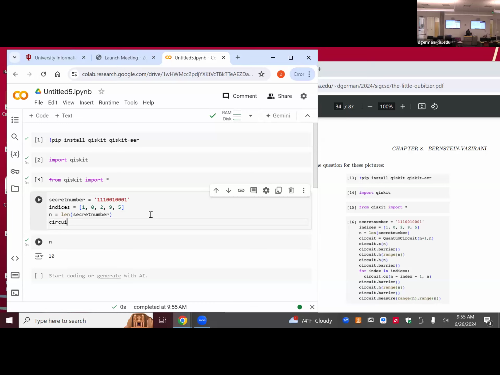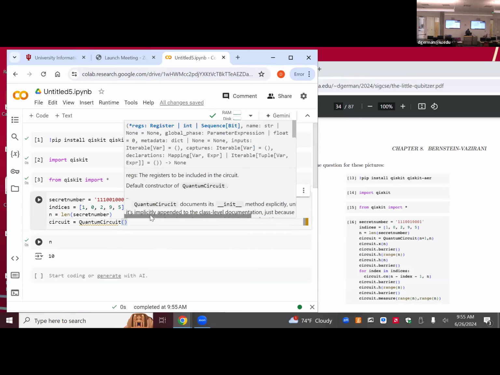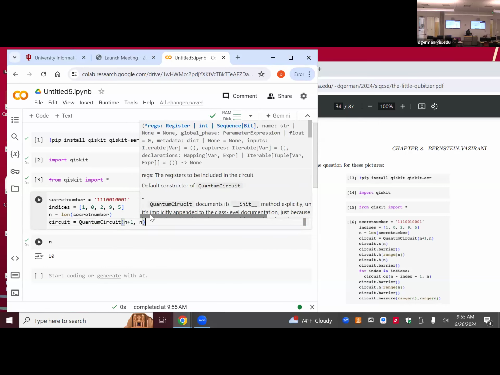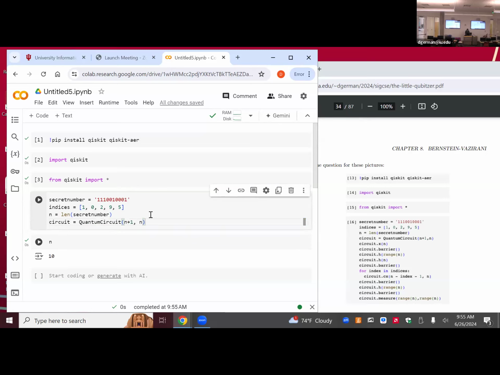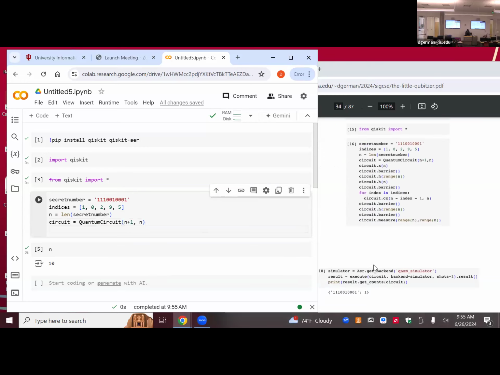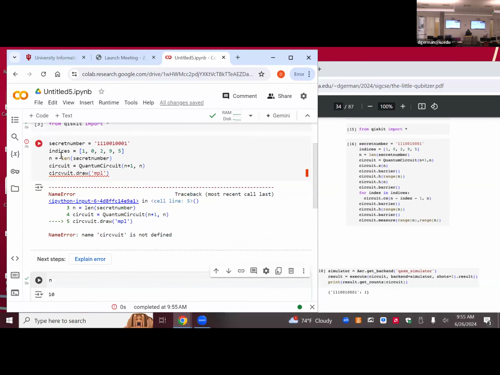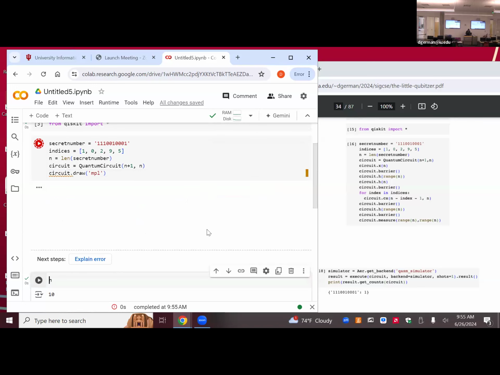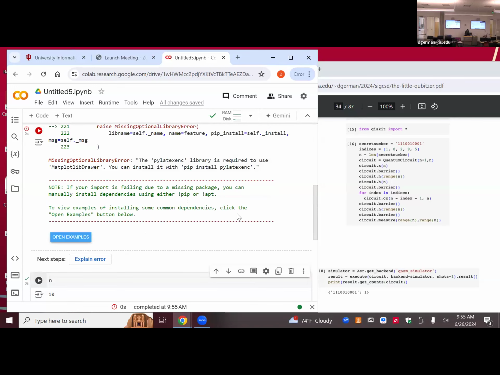So I'm going to say here's a circuit variable, and I'm going to say that the quantum circuit is needed. And once I have a quantum circuit, it will have n plus 1 wires. And I'm going to say, can I see it? So I'm going to draw the circuit, draw, and then I say matplotlib. So clearly that's a mistake. And again, what was that again?